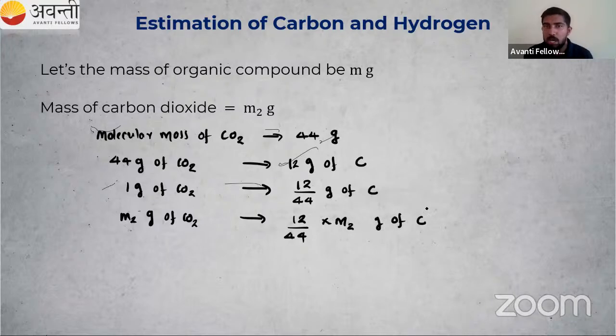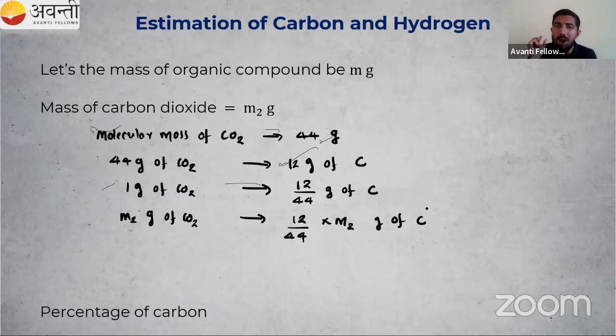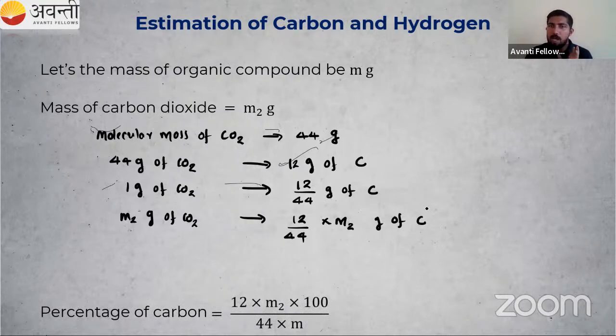So we got the mass of carbon present. We have to find the percentage of carbon. How to find it? Mass of carbon divided by mass of organic compound into 100, like your marks percentage. So first I can write the mass of carbon, that is 12 into M2 divided by 44. Then in the denominator, there is the mass of organic compound, that is M. Then for percentage, into 100. So the percentage of carbon in the organic compound is 12 into M2 into 100, divided by 44 into M. That is how you can find it.